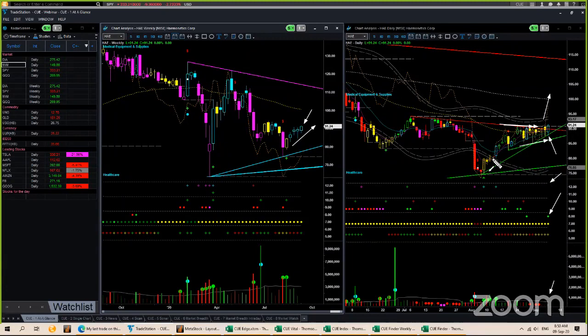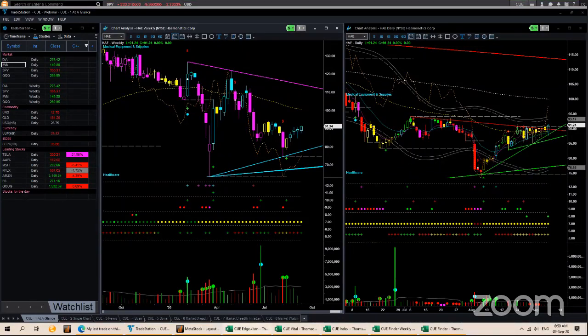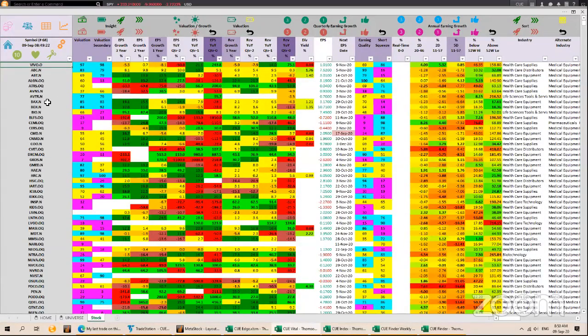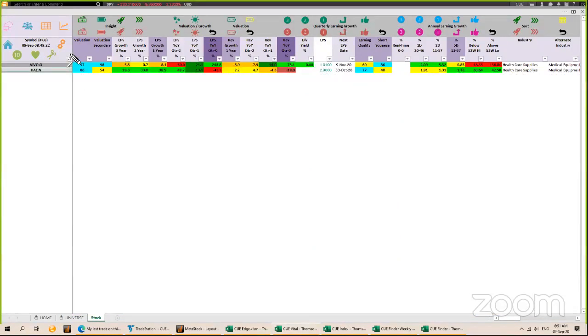Therefore, we found two stocks in the same industry. Let's look at them side by side in terms of fundamentals. Let me refresh the data. Vivo was the original stock and then HAE. I'm clicking the scissor to eliminate the other stocks. Focus on them. Vivo and HAE both have excellent valuation. Vivo has great earnings growth. HAE doesn't have so nice earnings growth. Vivo has excellent revenue growth also over the last quarter.